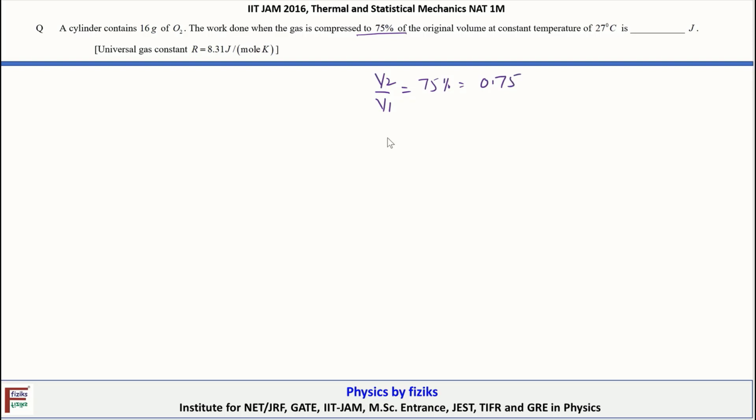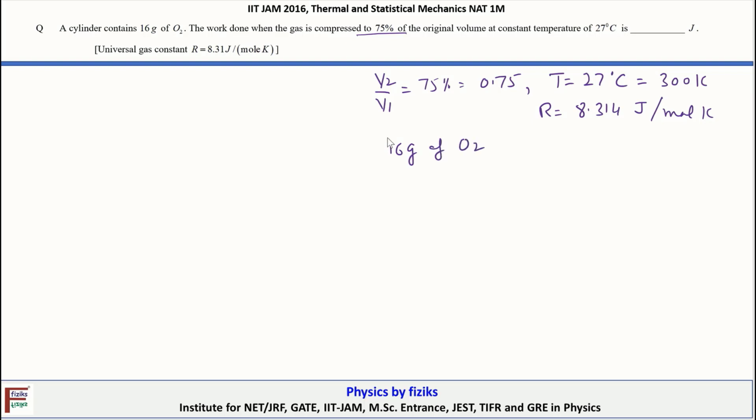At constant temperature. The temperature is given to us, 27 degrees Celsius, which is 300 Kelvin. And the value of the gas constant is also given to us, R equal to 8.314 joule per mole per Kelvin. What else information is given to us? We are given 16 gram of oxygen contained in the cylinder.